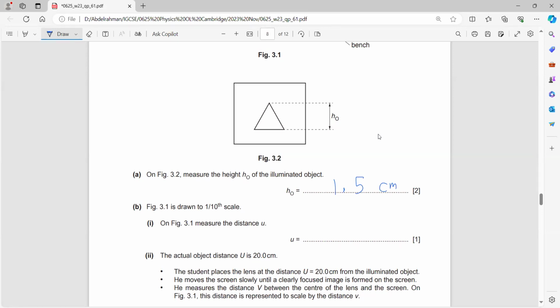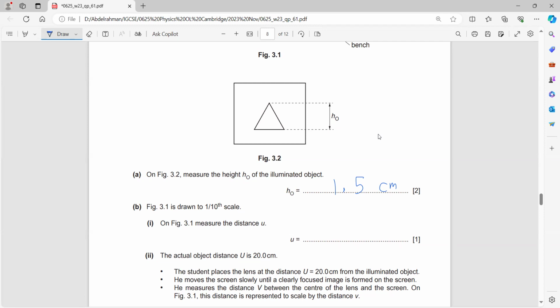It could be 1.4, 1.3, something like that. It could be a bit less than 1.5 centimeters. Why is that? It's due to the printing, because you have a printer different from the printer which printed it initially. And it's very normal. Do not worry if your answers aren't exact, especially while measuring distances.